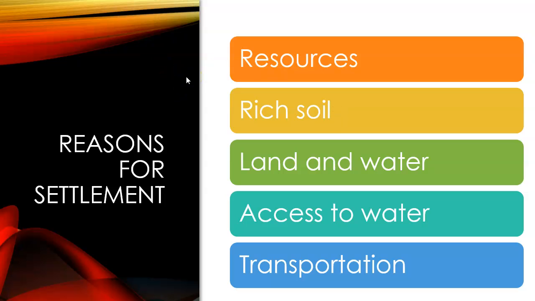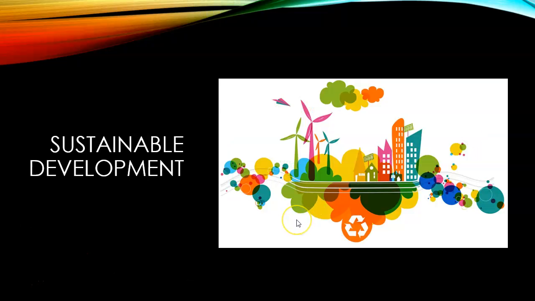What are some of the reasons that people settle where they do? They're looking for resources. They're looking for soil. They're looking for land and water. They're looking for access to water and having transportation. So these are the main reasons when you're looking at a settlement. Maybe one of these is the reason that people ended up in that place.